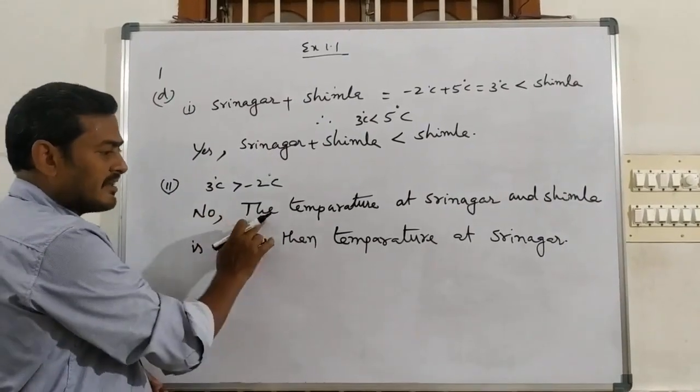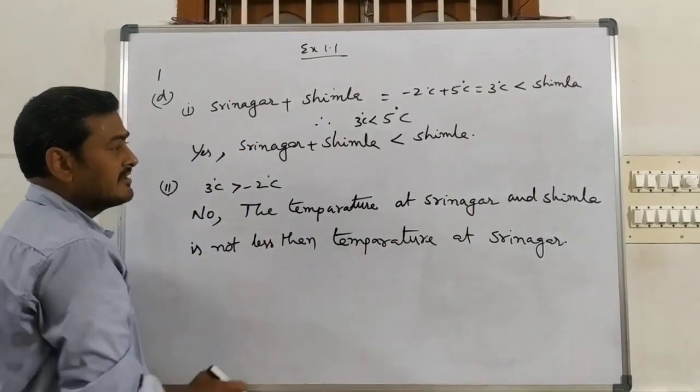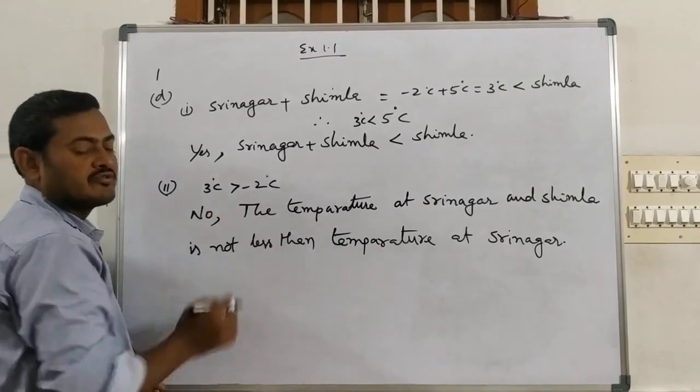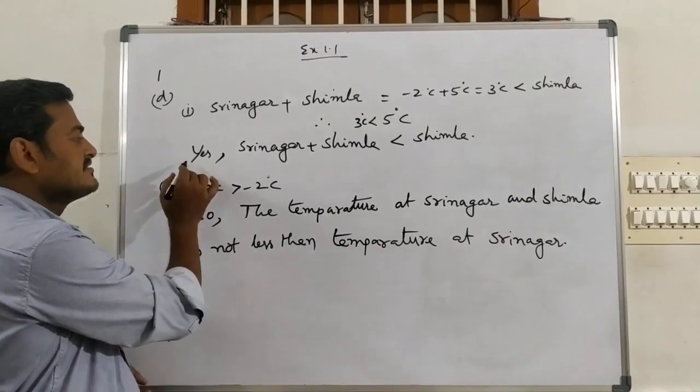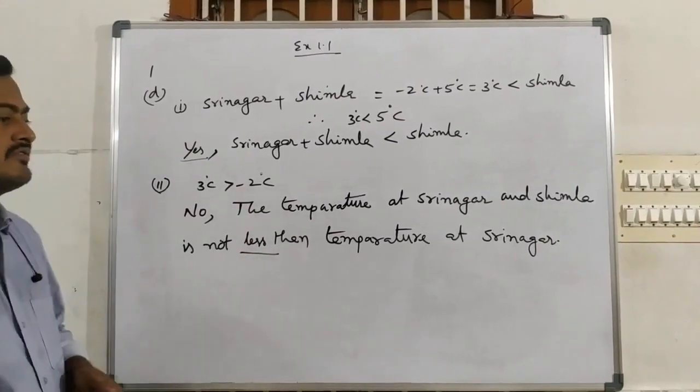That means the temperature of Shimla is not less than the temperature at Srinagar. Srinagar temperature is minus 2 degrees Celsius. So the first answer is yes, and the second is not less than the given statement.